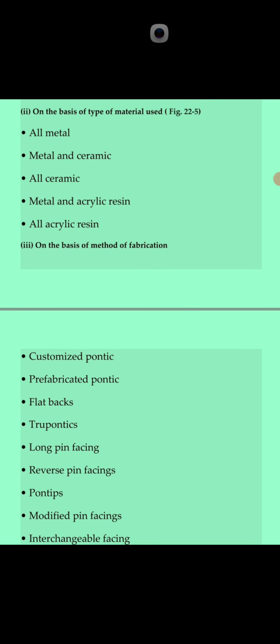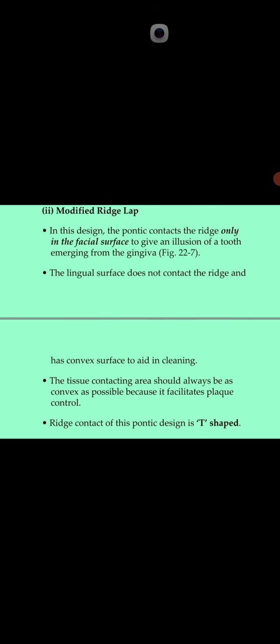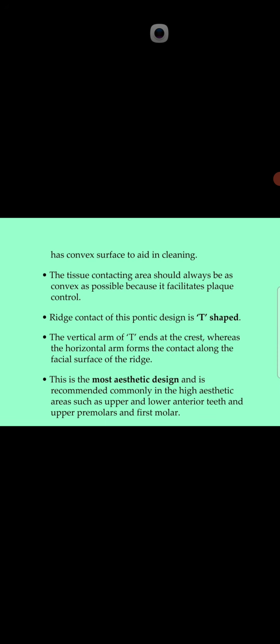The second type is the modified ridge lap. This is the second most aesthetic, and it is used in the anterior region. This is the modified ridge lap with T-shaped contact with the ridge. How? Look at the diagram.